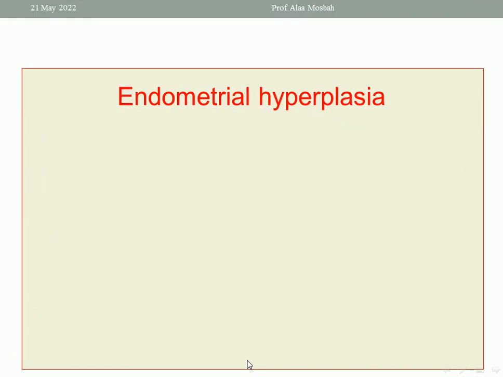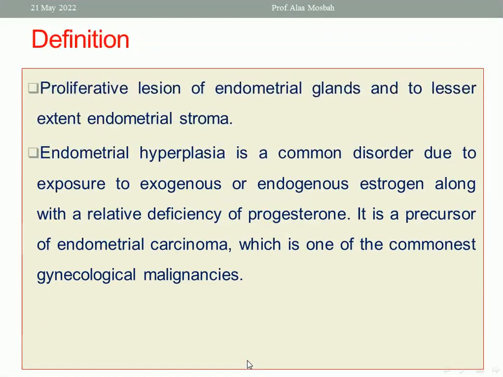Let us go to the next precancerous lesion, which is endometrial hyperplasia. What is the definition of endometrial hyperplasia? Proliferative lesion of endometrial gland and to a lesser extent endometrial stroma. Why does it happen? Due to exposure to unopposed estrogen for a long time. I mean excess estrogen and the relative deficiency of progesterone.